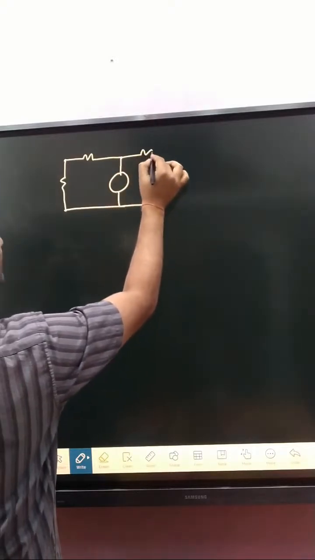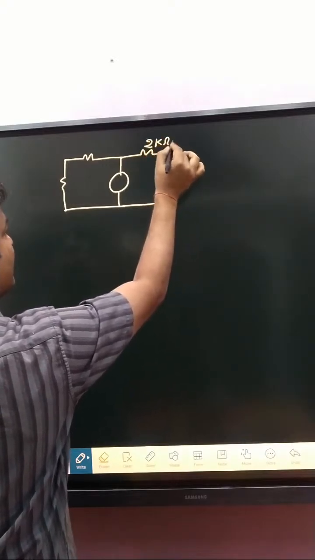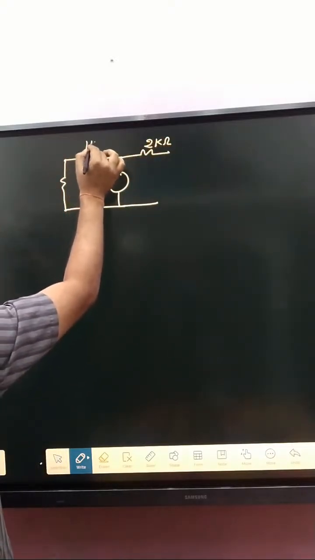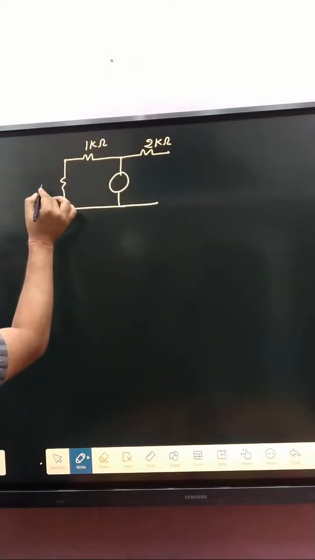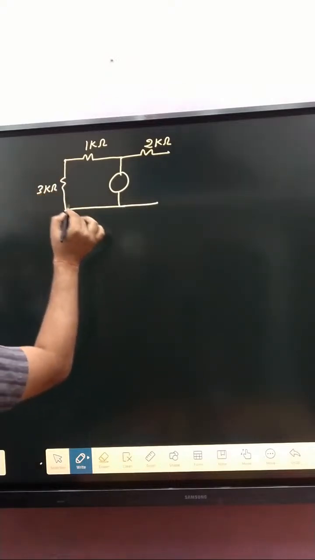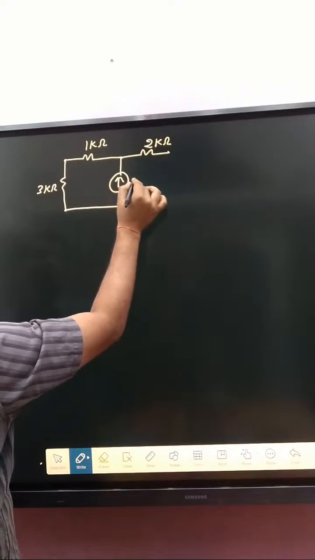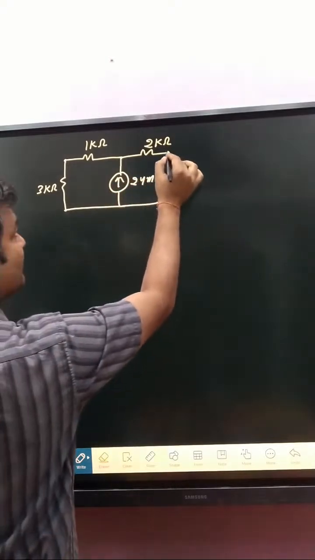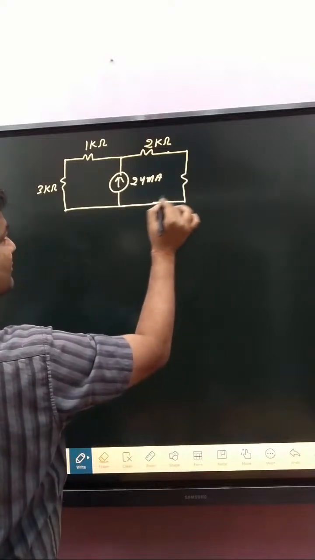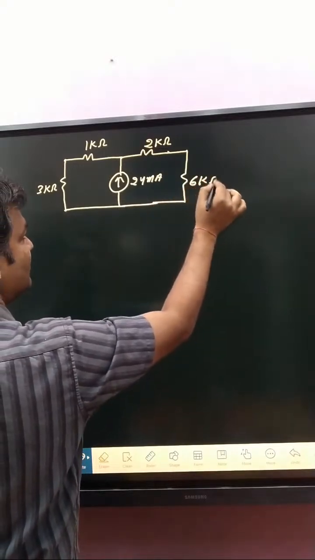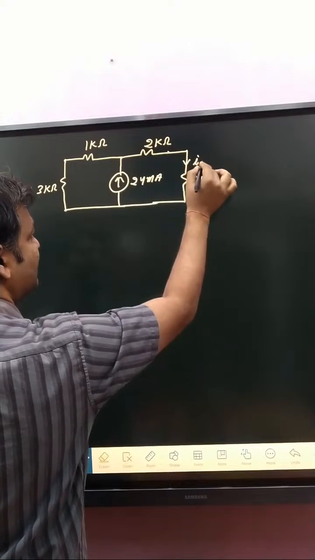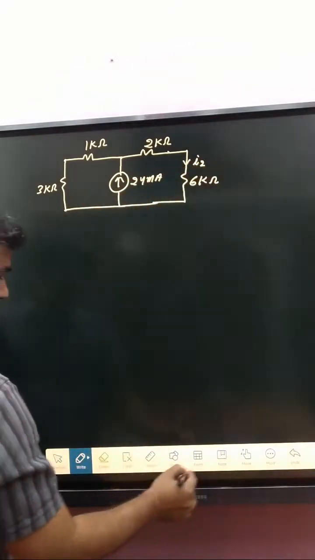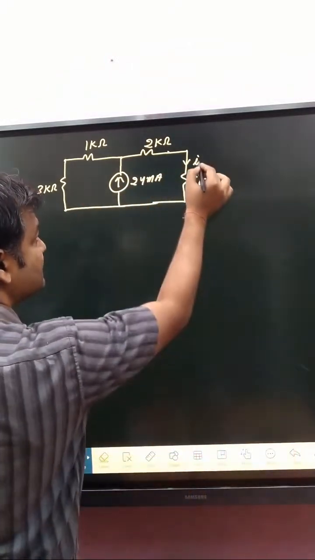that is 2 kilo ohm, that one is 2 kilo ohm, and that one is 1 kilo ohm, and that one is 3 kilo ohm. Okay. And that one is how much? 24 milliampere. Okay. And that one is 6 kilo ohm. Our motto is to determine that current. That current is named Ix.